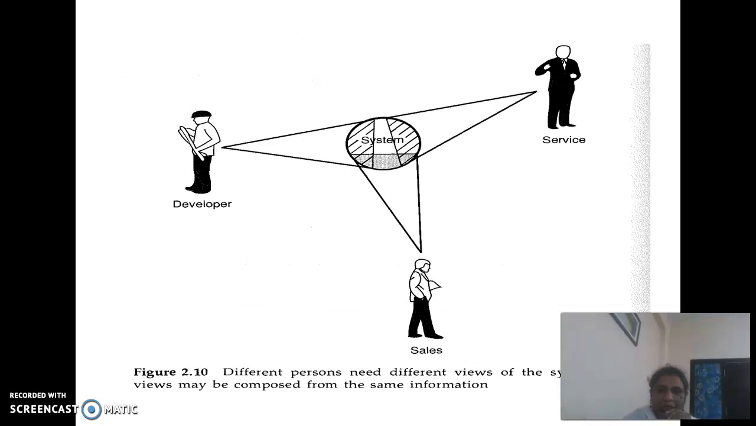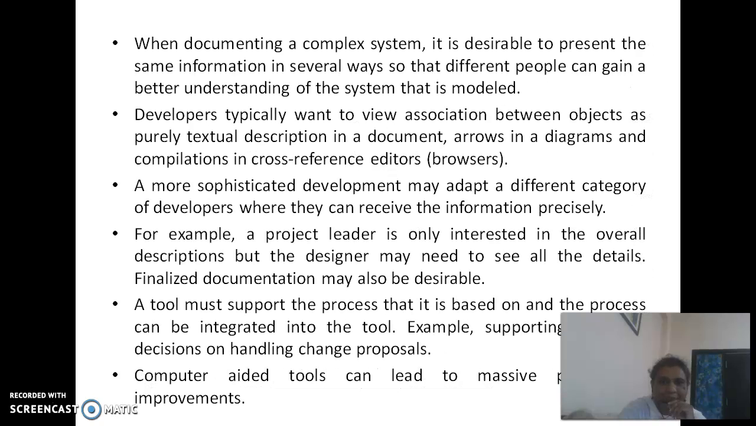Coming to this diagram, we are able to see that different persons need different views of the system, but all these views are composed from the same system information. The same system information is viewed by a developer in one sense, by the salesperson in another sense, and by the service person in another sense. When documenting a complex system, it is desirable to present the same information in several ways so that different people can gain a better understanding of the system that is modeled.